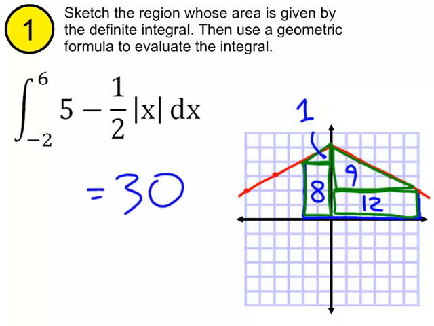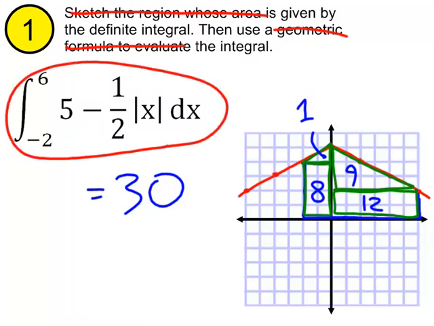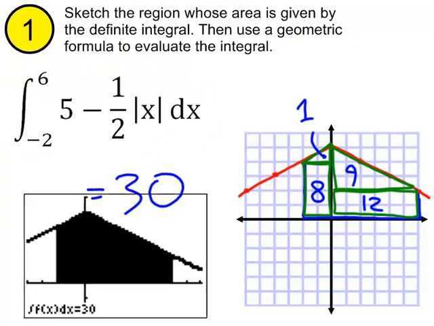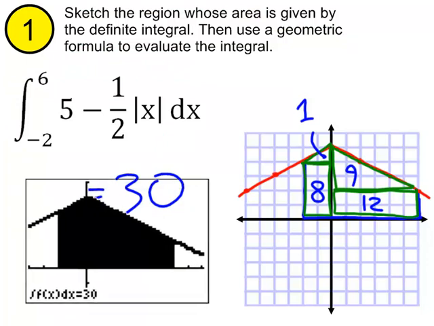Now think of how sad you would be if you were not prompted to use the geometric formula and sketch the curve, and you ended up trying to do some crazy limit process on this. First, because of the absolute value bars, you'd have to split it up into a piecewise function. It'd be a big mess. So take advantage of those geometric formulas when you can. And of course, you could use the graphing calculator to confirm your results.